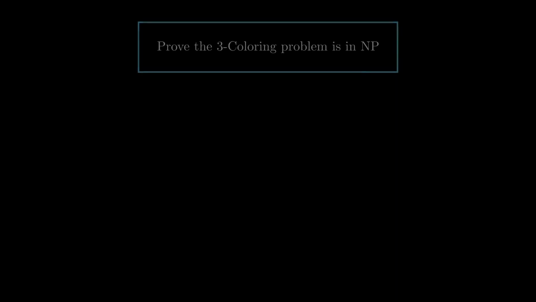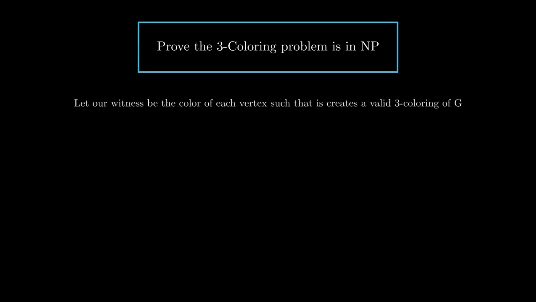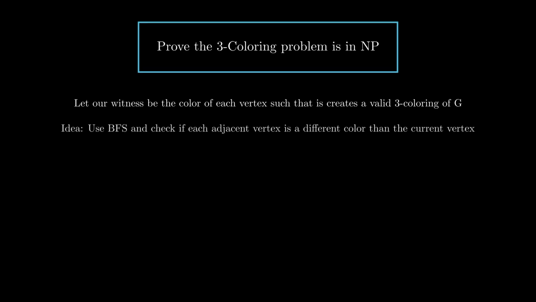Now, let's prove that the three-coloring problem is in NP. We will define our witness to be the color of each vertex in our input graph. Now, given this witness, how can we verify our input graph is three-colorable? We know that a graph is three-colorable if all of its adjacent vertices have a different color. Therefore, we need our algorithm to iterate over all the vertices in the graph and check if its adjacent vertices are a different color.